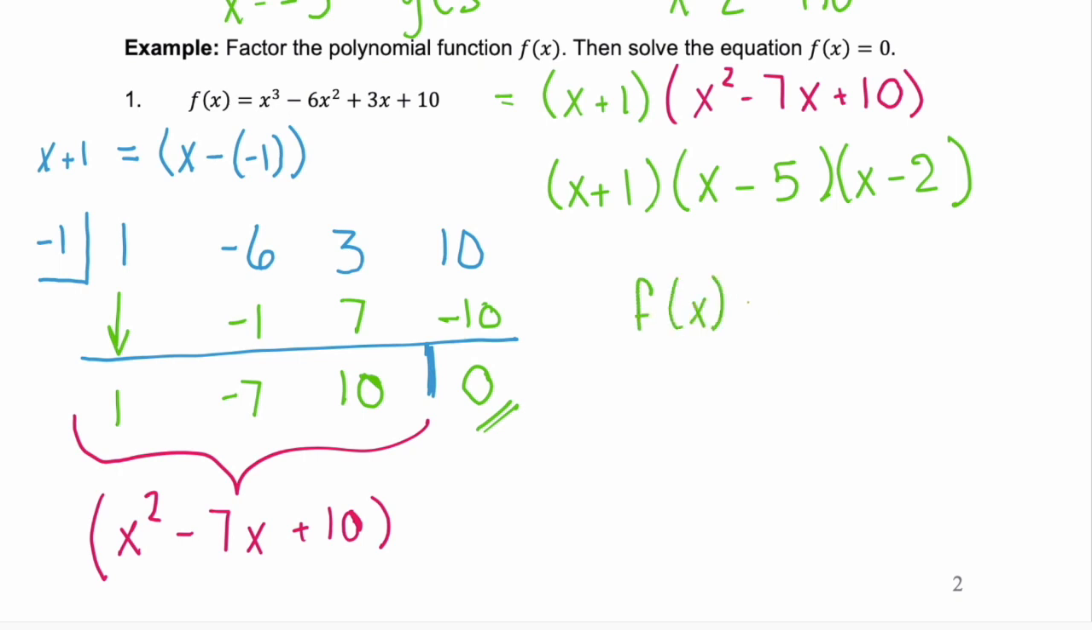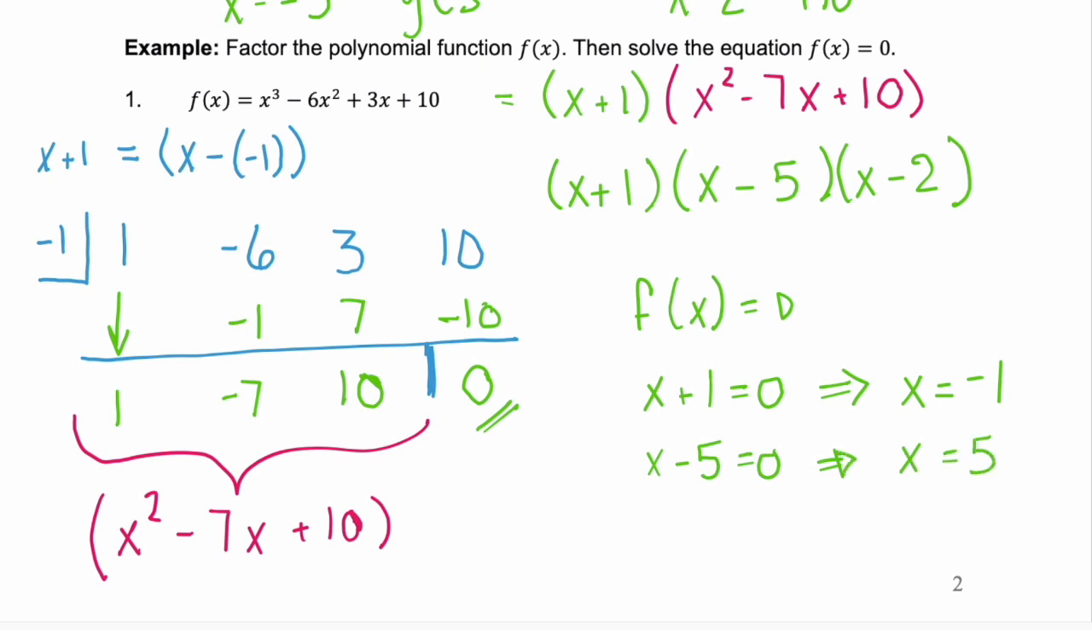So f of x equals 0. Well, remember that says that x plus 1 equals 0, or x equals -1. The second factor, x minus 5, could equal 0, or x equals +5. And our last factor, x minus 2, equals 0, or x equals +2.